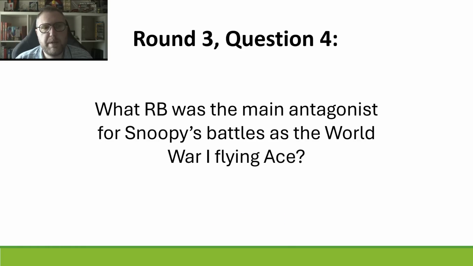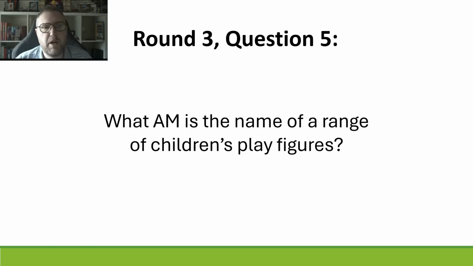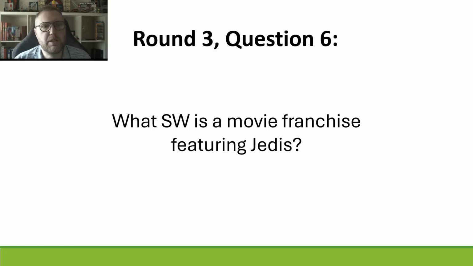And number 4, what RB was the main antagonist for Snoopy's battles as the World War One flying ace? Red Baron. And number 5, what AM is the name of a range of children's play figures? It is Action Man. And number 6, what SW is a movie franchise featuring Jedis? It is Star Wars.